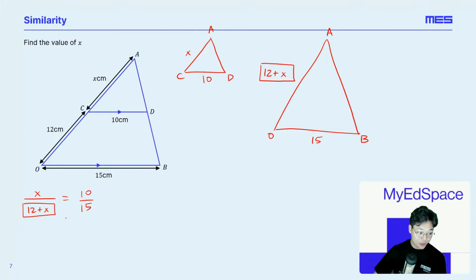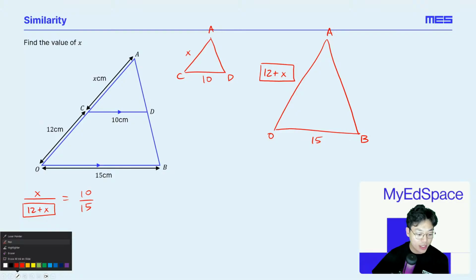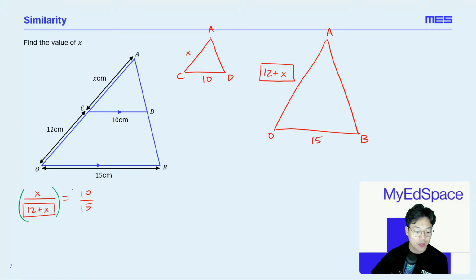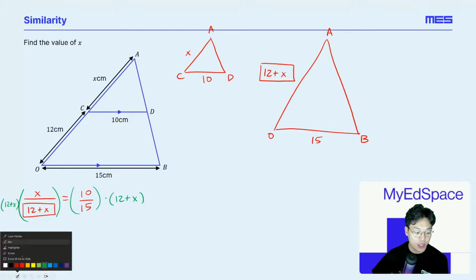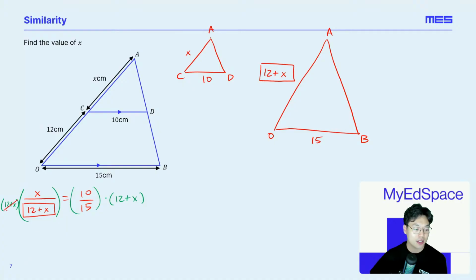And now what I can do is multiply both sides by that 12 plus x. So let's do that. We're going to multiply both sides by 12 plus x. And this is where your parentheses will become so valuable. You must use parentheses here. And now we have x is equal to, let's simplify 10 over 15 becomes 2 over 3 because both 10 and 15 have a factor of 5. We divide both 10 and 15 by 5 to get those 2/3.